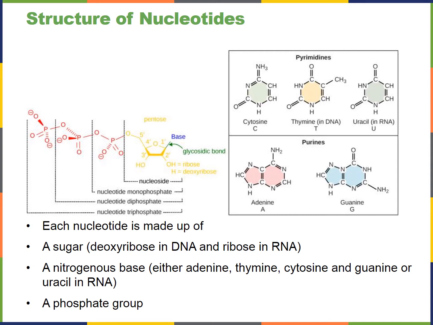And this slide here shows you the structure of the different nucleotides we talked about on the previous slide. So we see cytosine, thymine, adenine, and guanine. We didn't mention uracil yet because uracil is found in RNA, and uracil replaces thymine in RNA base pairing. Each nucleotide is made up of a sugar. The sugar in DNA is deoxyribose, and the sugar in RNA is ribose. It's also made up of a nitrogenous base, so it's either going to be one of the pyrimidines or purines. And it's also made up of a phosphate group.